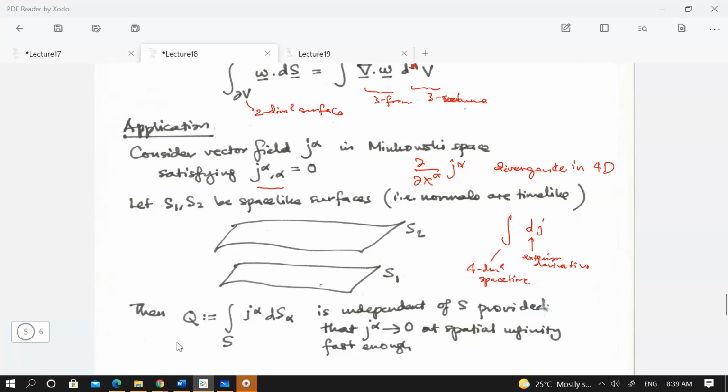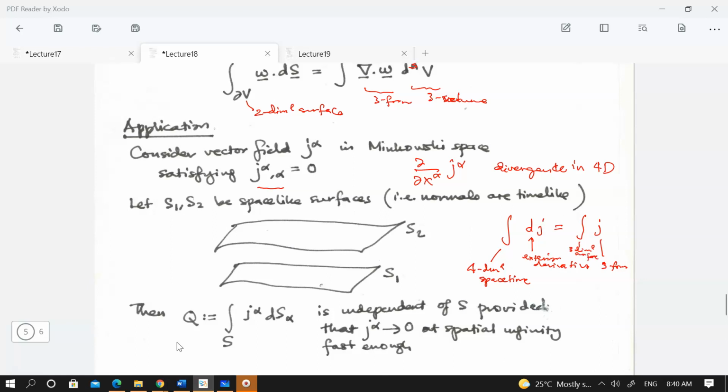Okay, and this must be equal to what? Equal to j. So dj here is a 4-form, so j will be a 3-form, and it will be integrated over a 3-dimensional surface. I hope you can see my handwriting here.